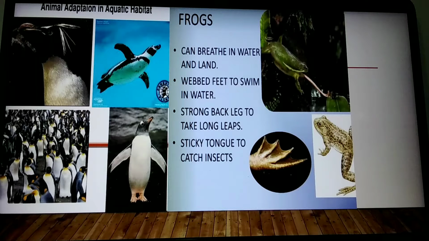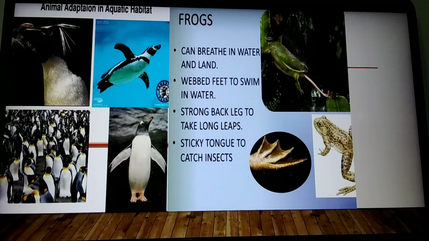For example, the frog: the skin helps in breathing when it is in the water, and coming out of the water, lung breathing only. Webbed feet help in swimming in the water. The strong back legs take long leaps, that is the hopping movement in the frog, and a sticky tongue to catch insects. So the frog is an amphibian, that means it can live on land as well as in the water.